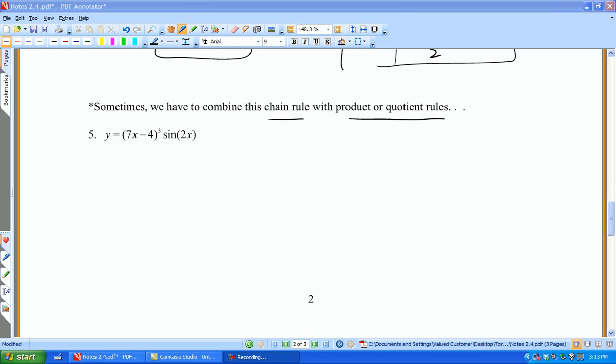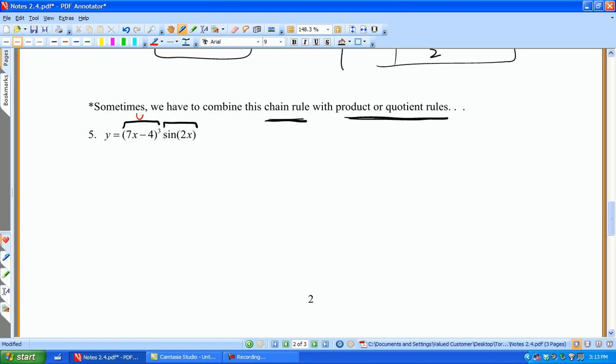Okay, we're continuing our notes from section 2.4 on the chain rule, but now what we're going to have to do is combine the chain rule with product or quotient rules. Remember, the product and the quotient rules are the way that you take derivatives of products or quotients. So if I look at number 5, I can see that I am taking the derivative of a product.